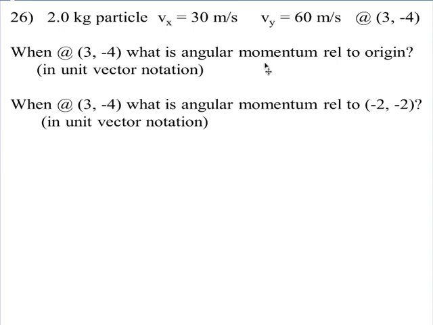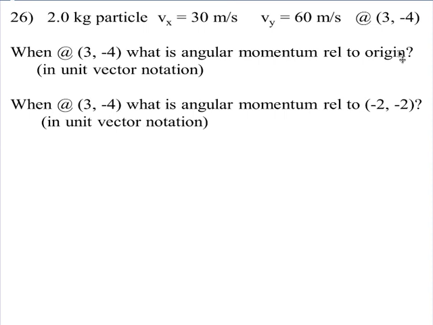Here is a problem that's kind of a boring problem, but I just want to make sure that we're up to speed on doing these. This is problem 26 from the book: a 2 kilogram particle, where the x velocity and y velocity of that 2 kilogram particle are given, and its location at this instant is this location. And they ask, and I suppose those are in meters, what is its angular momentum relative to the origin? And I hope you could do that.